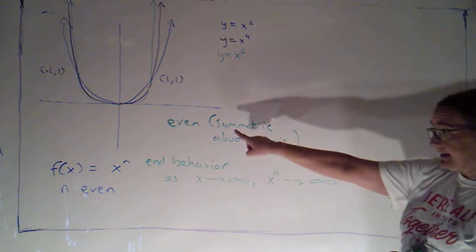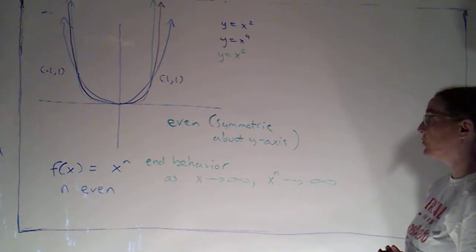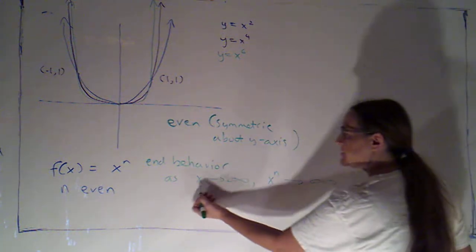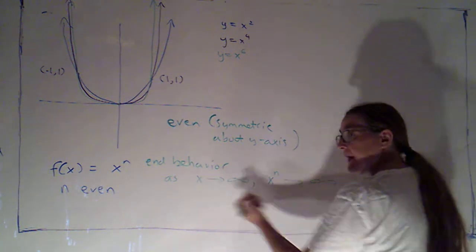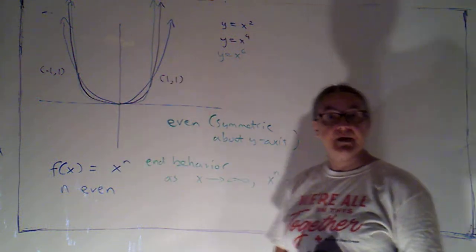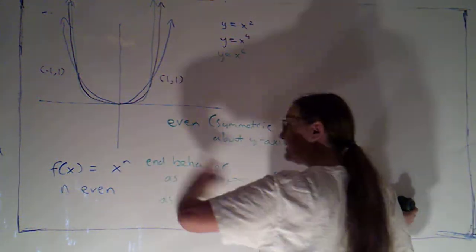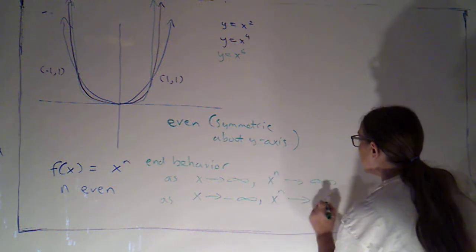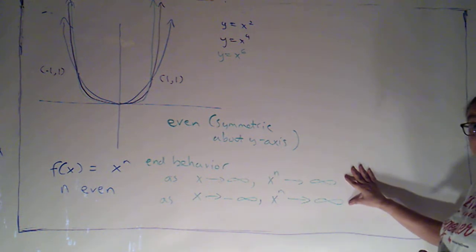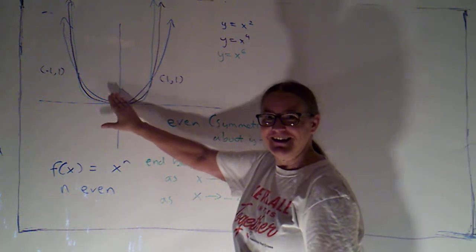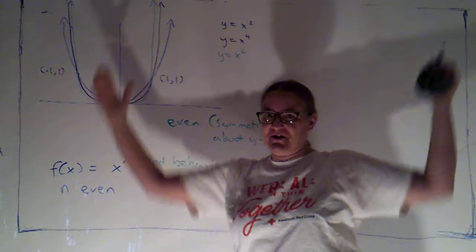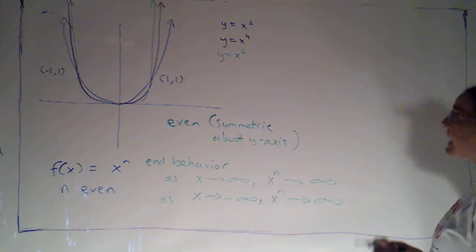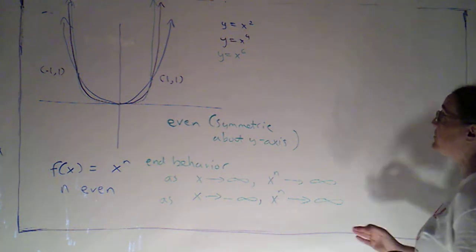Now, this is assuming that n is even. We're just talking about the even powers right now. I can't say x equals infinity because infinity isn't a number. But this just describes, we call it the end behavior, describes what happens as x gets really, really big. And I can then describe what happens on the left side. As x goes to negative infinity, x to the n will also go to infinity. Same result. That's because this is an even function, so opposite inputs give me the same output.